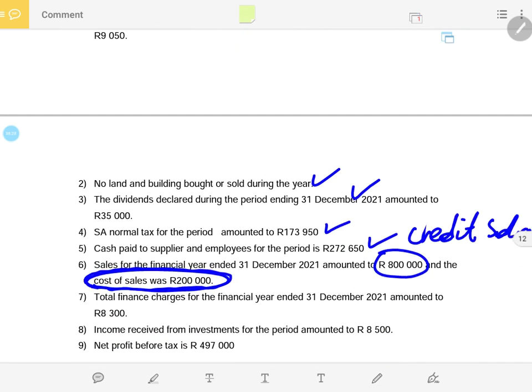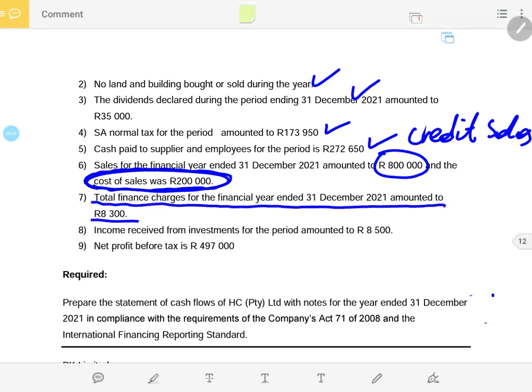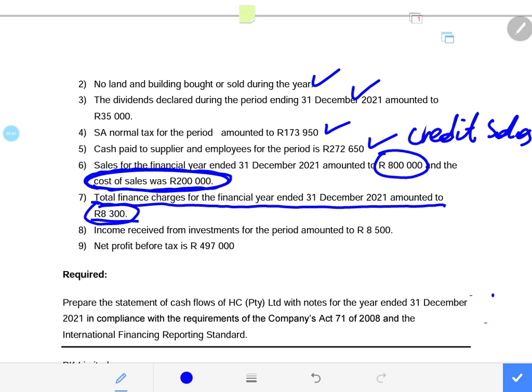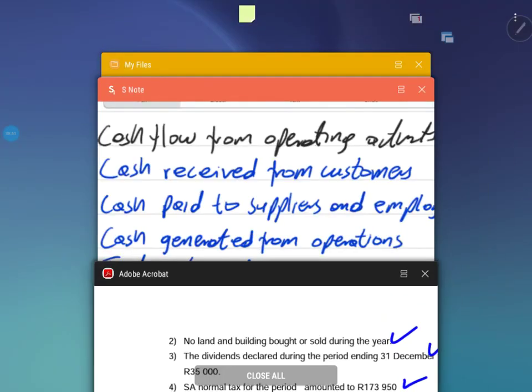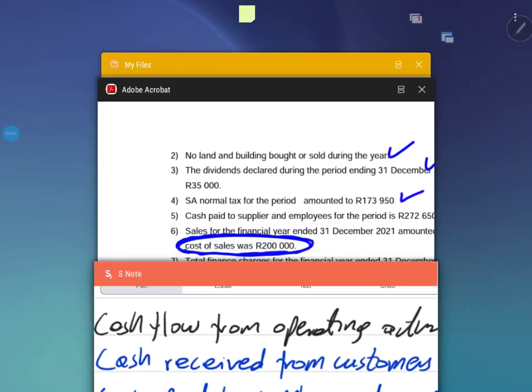Then after we look at the remainder of the transactions, we are told that the total finance charges for the year ended 31st December amounted to 8,300. There is no other information stating how much was paid. Remember, 8.3 is the finance cost for the year. We might have paid a different amount. So if we paid a different amount in the statement of cash flow, we will record how much was paid. But in this case, the assumption will be that 8,300 was the interest expense for the year, and we paid the same 8,300 unless once again stated otherwise.